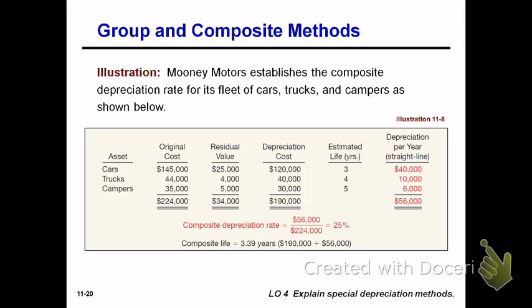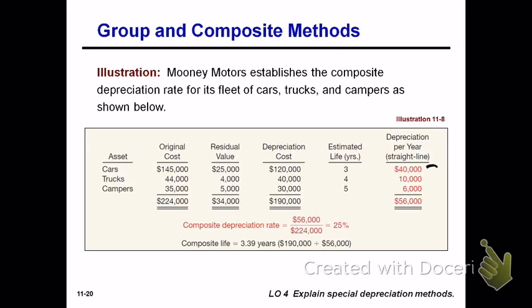So here's an example. This company has a fleet of cars, trucks, and campers. So they're grouping together the cars. Their original cost was $145,000, and they're going to say a residual value of $25,000, so they get a depreciable cost of $120,000. They have an estimated life of 3 years, so we get straight line $40,000 per year. So this would be group, and you would enter 3 separate depreciation expenses.